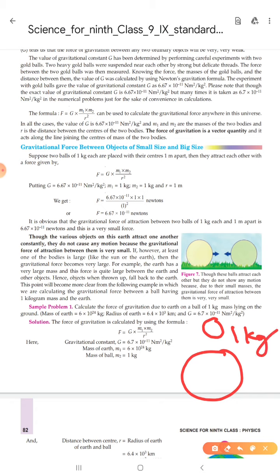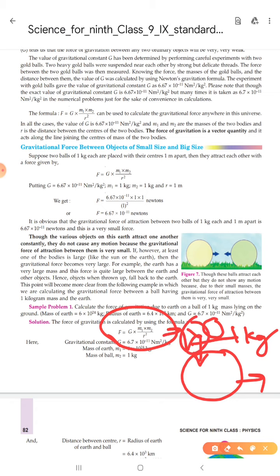Suppose this is another body whose mass is 1 kg, and this is earth. As we know, earth is attracting this body by a gravitational force. So in this question we have to find the force of gravitation due to earth on a ball of 1 kg. Now we have the formula for it: F equal to G m1 m2 upon r square. So we can put all the values in this equation.